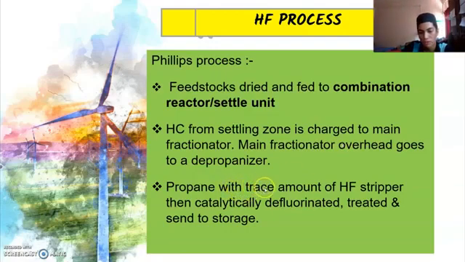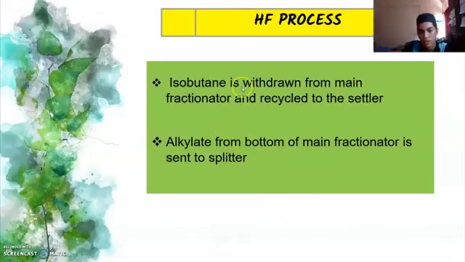The propane, with a trace amount of HF, goes to a stripper, then is catalytically defluorinated. Defluorinated propane we can also call the depropanizer product, and it is treated and sent to storage. The isobutane is withdrawn from the main fractionator and recycled to the settler. So this is the unreacted isobutane. Alkylate from the bottom of the main fractionator is sent to the splitter for further processing.